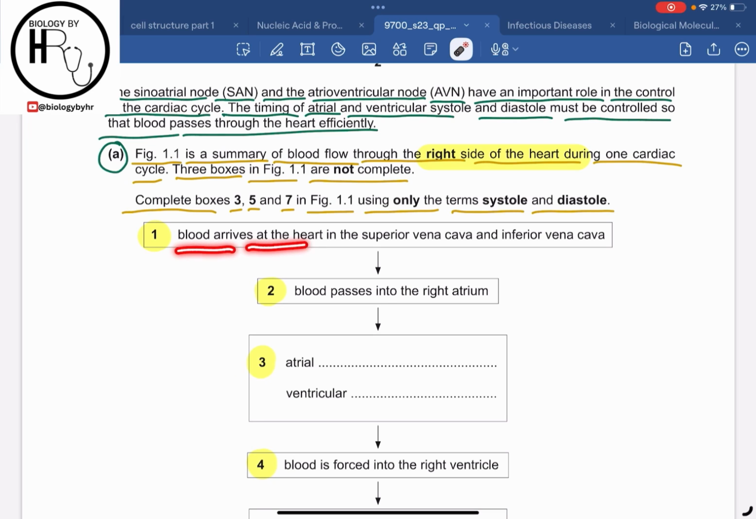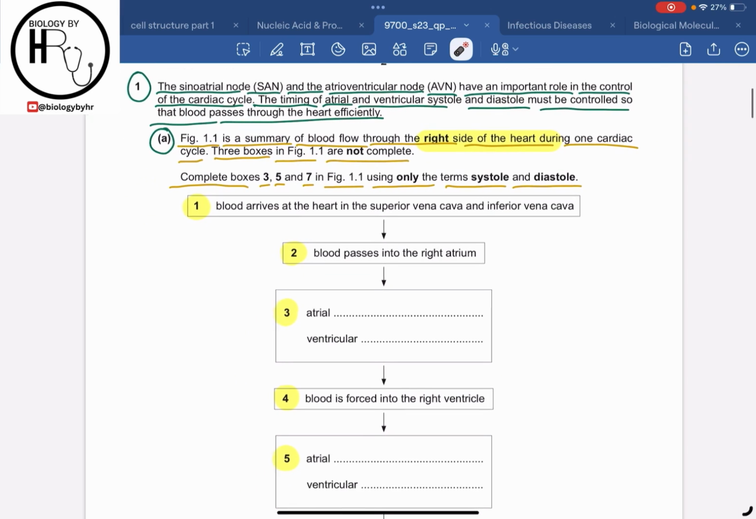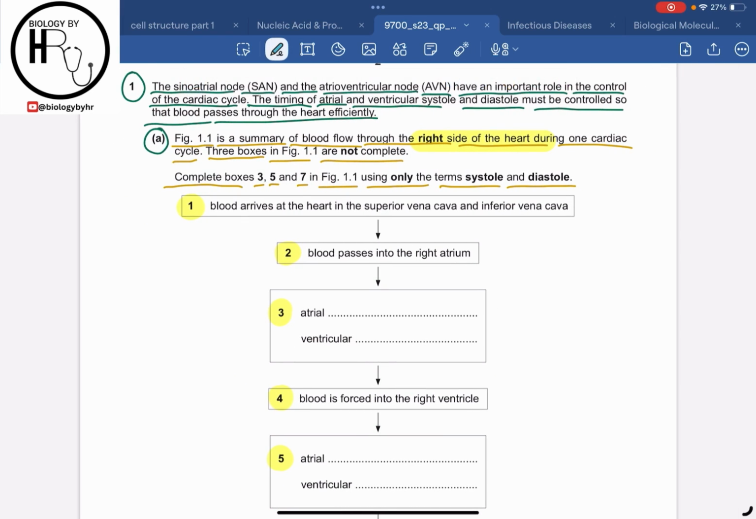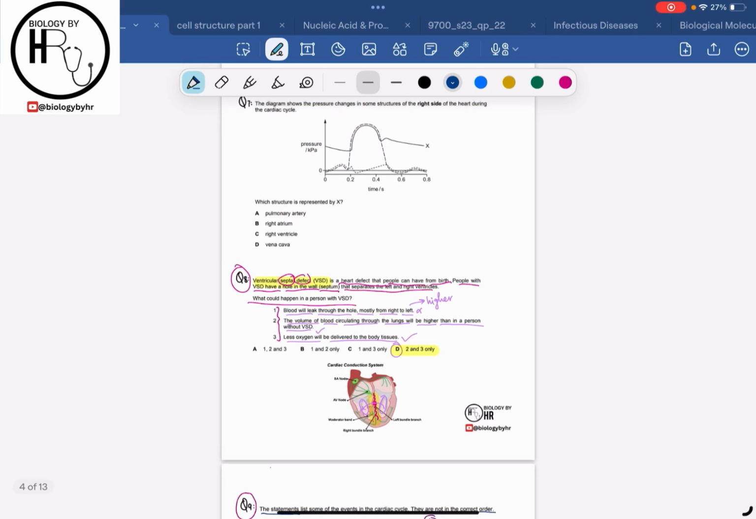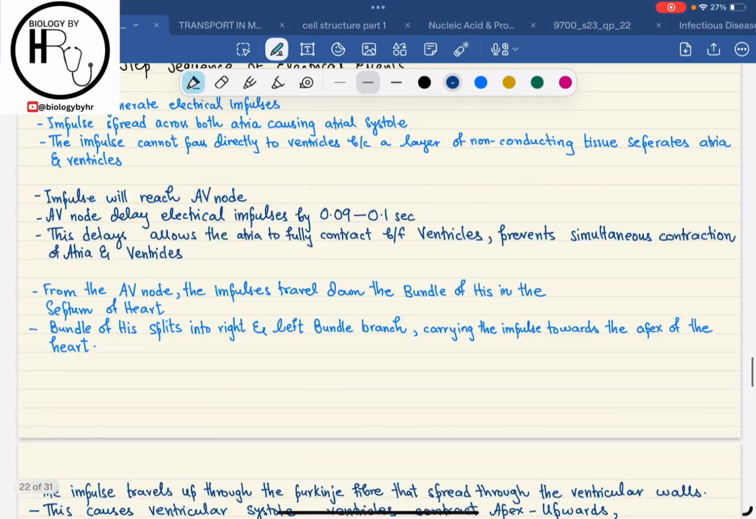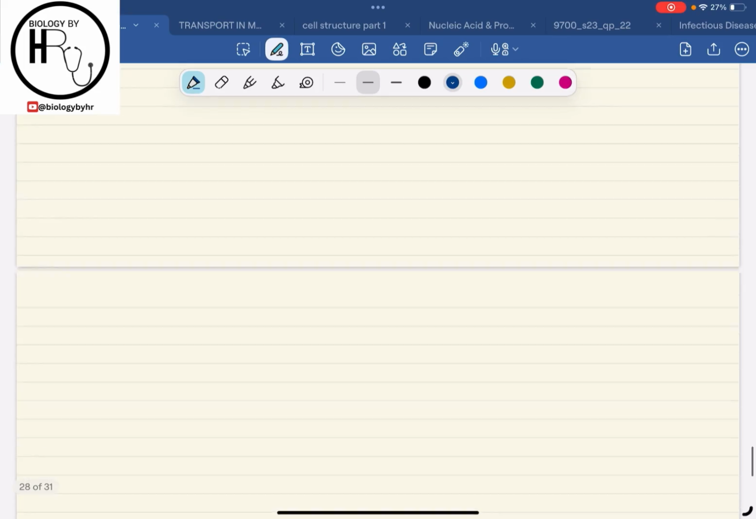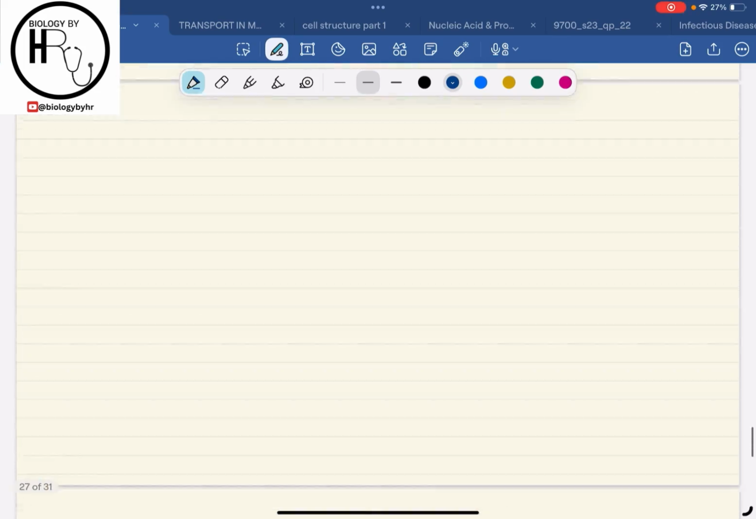Blood arrives at the heart in the superior vena cava and the inferior vena cava. Then the blood passes into the right atrium. And how is the blood going to pass into the right atrium? Let me copy down this diagram from my lecture notes of the transport in mammals, so you can have a better idea about it.